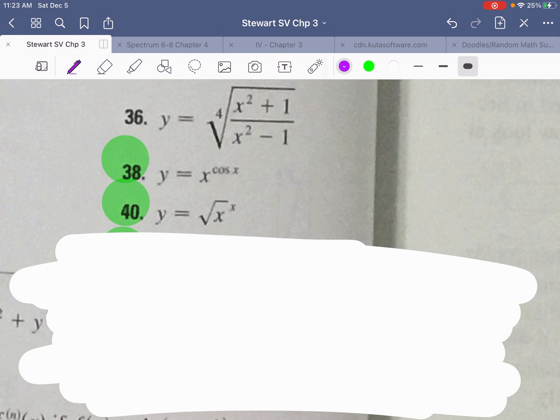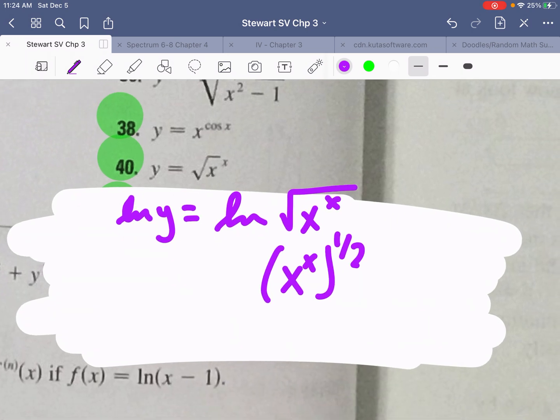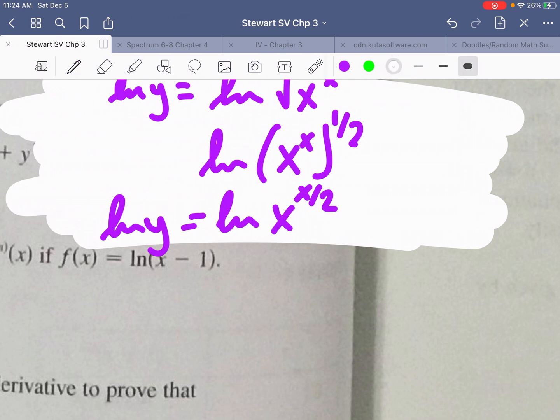So what I'm going to do is rewrite this as the natural log of y equals the natural log of the square root of x to the x power, or x to the x to the 1/2, which is actually going to come out to be x to the x over 2 power. And if you're not entirely sure why that's the case, let me know. It's just simple exponent rules.